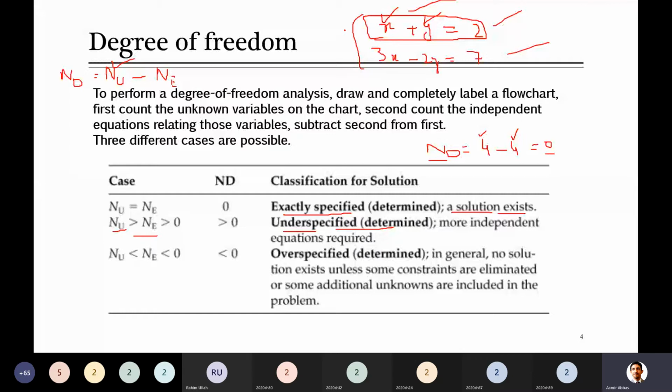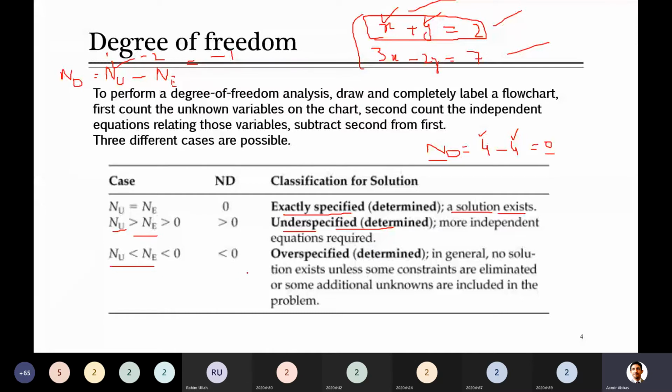They should be balanced to reach some unique solution, otherwise you can't solve that problem. And the third case is when your number of unknowns is less than the number of equations. Here you have more equations but fewer unknowns. For example, my unknown is only 1 and my equations are 2. So this is 1 minus 2, and in this case its answer will be -1.